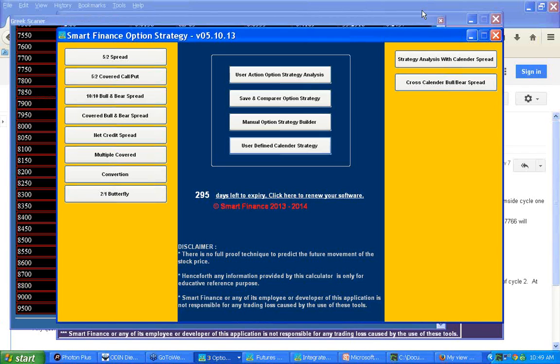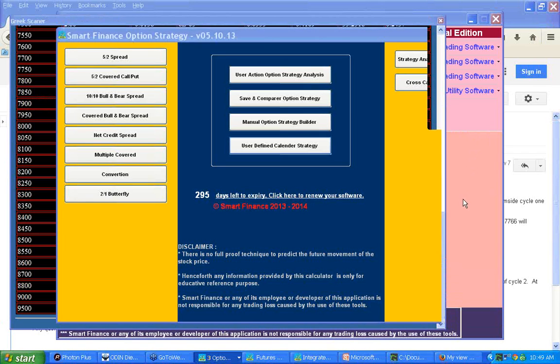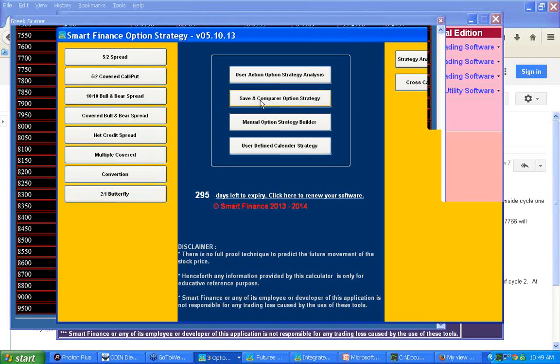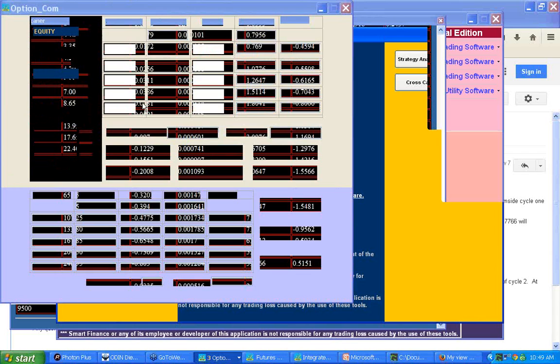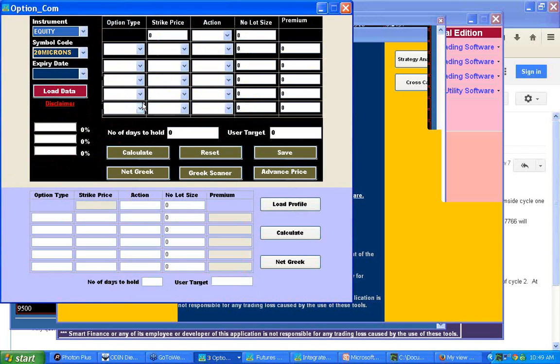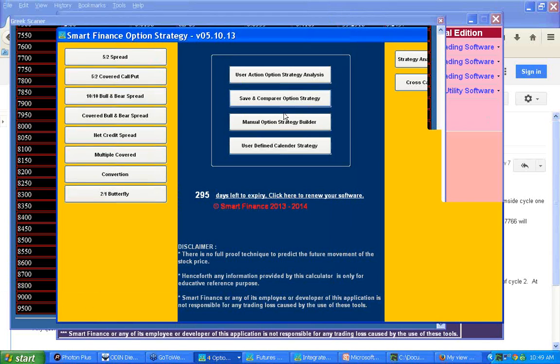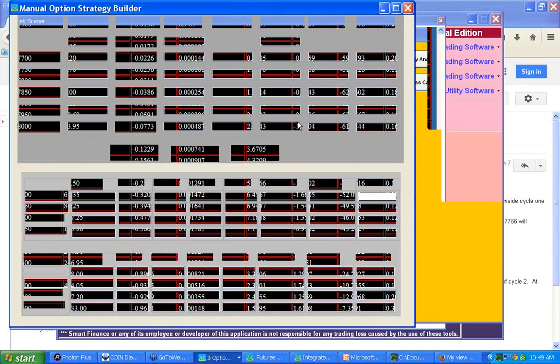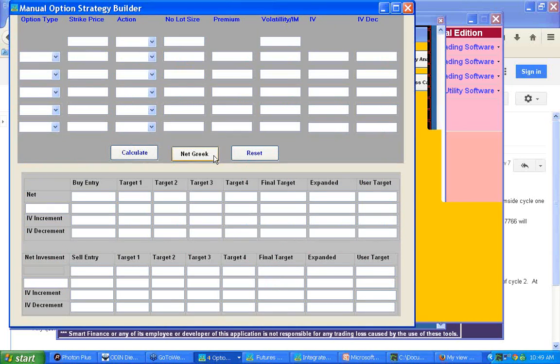So this particular software what I have shown you. In my book I have authored some 23 option strategies for the Indian market. All these option strategies are programmed here. You can save and compare. You can form a strategy here, save that strategy, and the next day you can again form the same strategy and compare it. This feature is also there. You can manually form an option strategy by inputting all these values, calculating net Greeks and all, with lot size, premium, volatility, everything you have to input here. You can give the implied volatility, how much you want it to increase or decrease. That feature is also there.